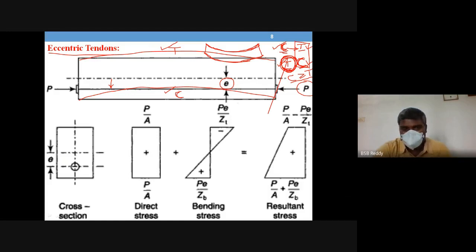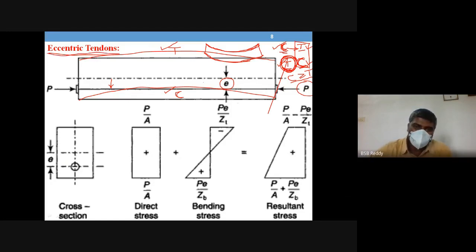Okay, so concentric tendons will work, but they are not effective, because they are not going to create the opposite nature of stresses that we exactly want. Only eccentric tendons can create exactly the opposite nature of stresses to the stresses that are going to develop because of the loads. So this is the pure reason why we go for eccentric tendons.